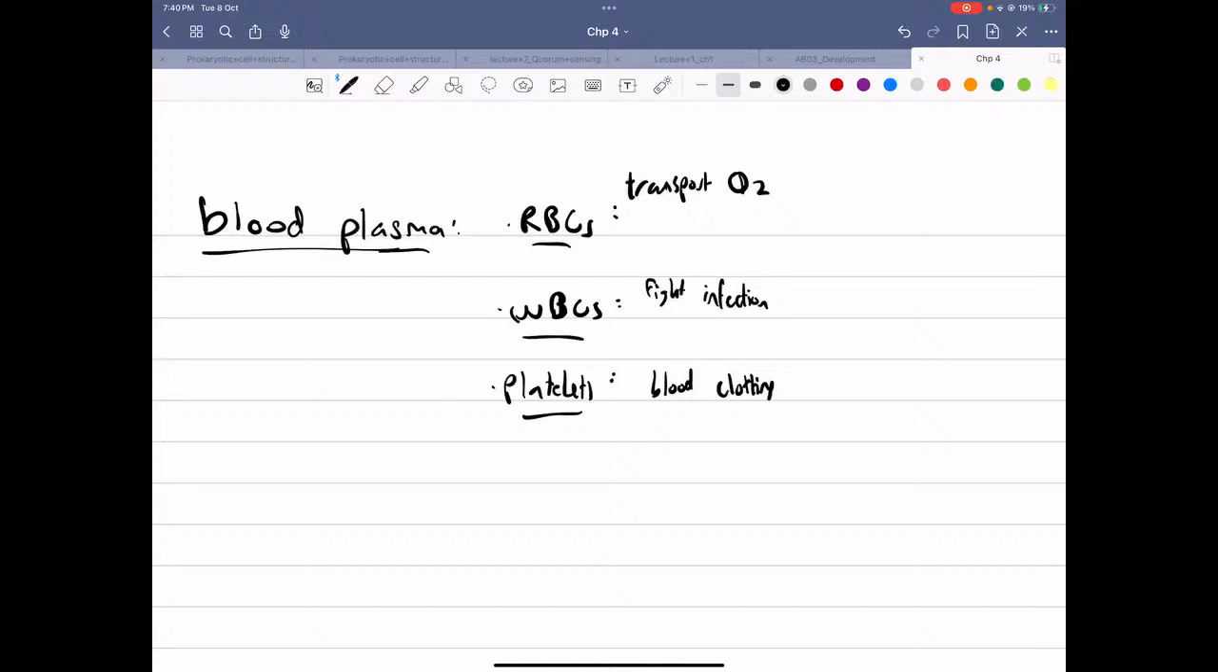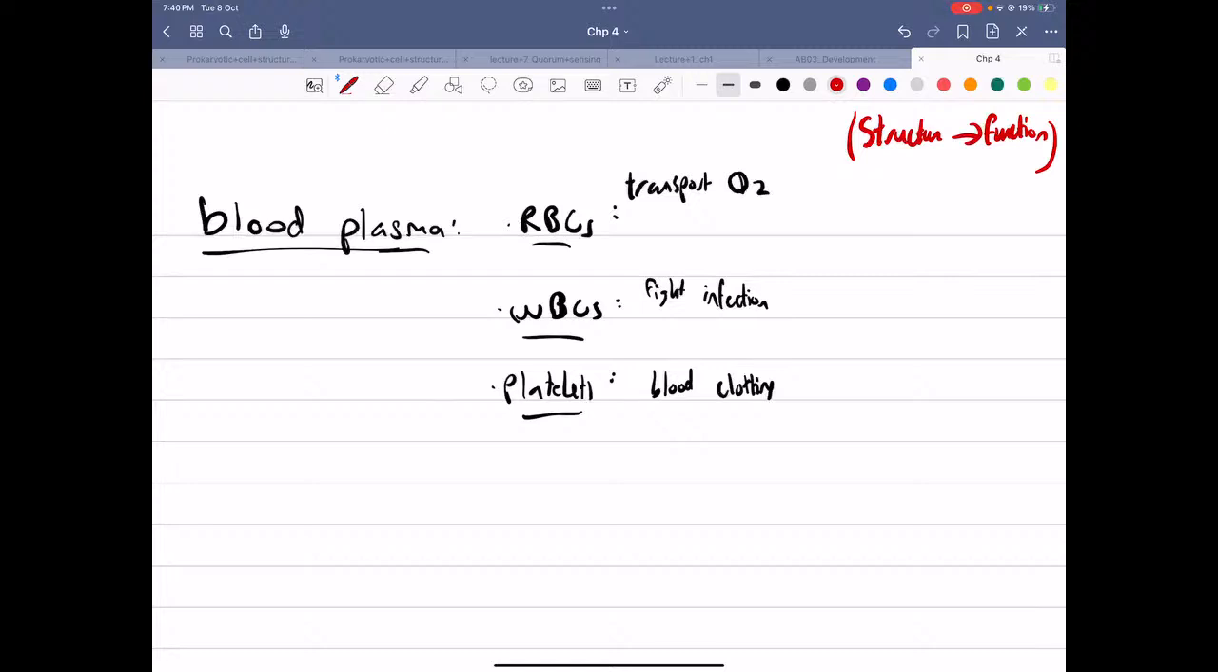Now we're going to be looking at the structure of each one, because remember, I've said it before, structure determines function. I need you guys to memorize this, okay? Structure determines function. It will make life so easy. Just think about the structure of the cell, and you'll be able to know the function of it.